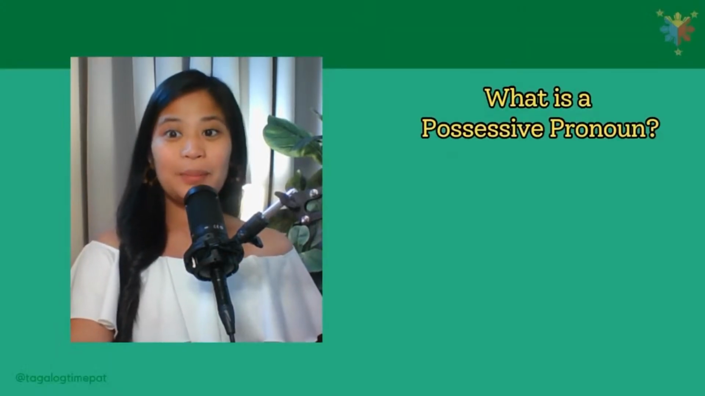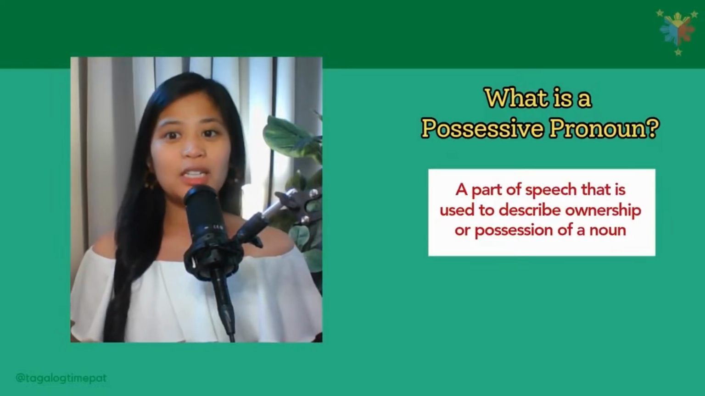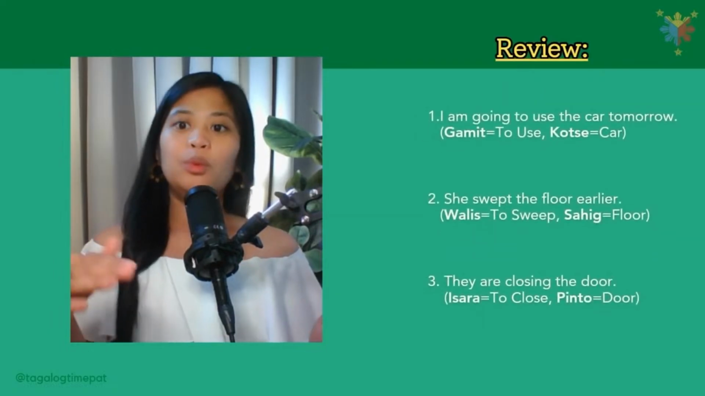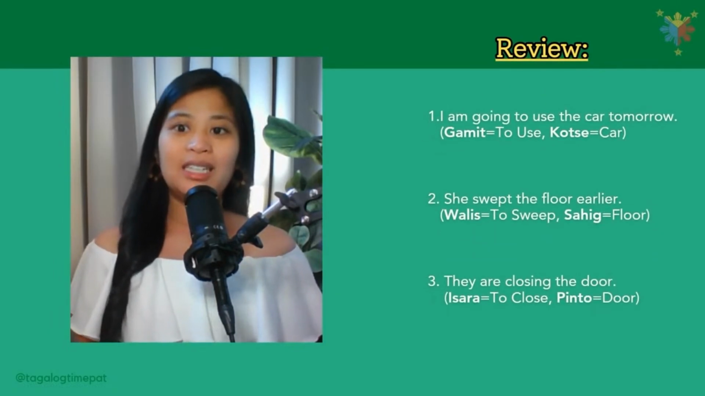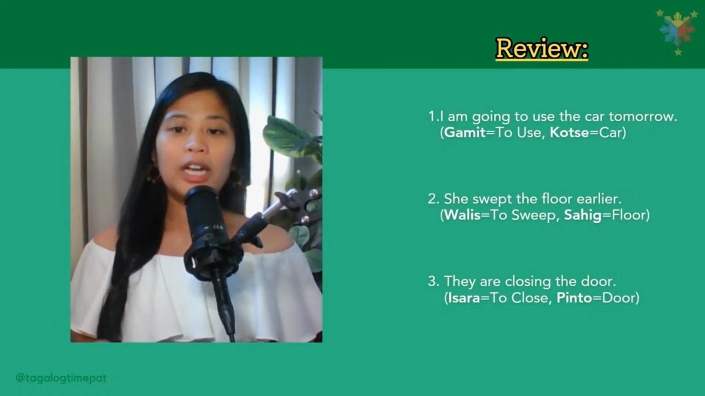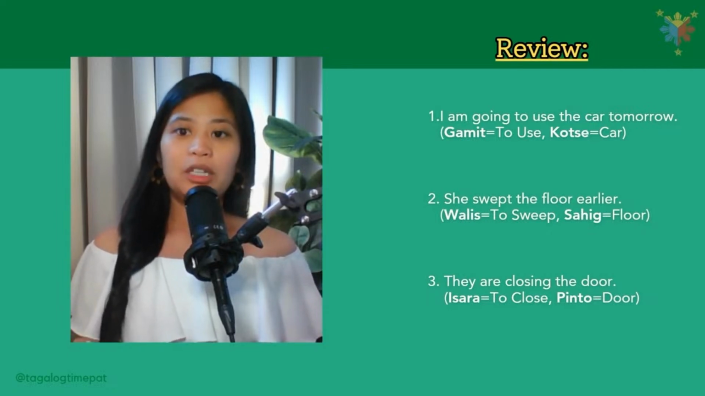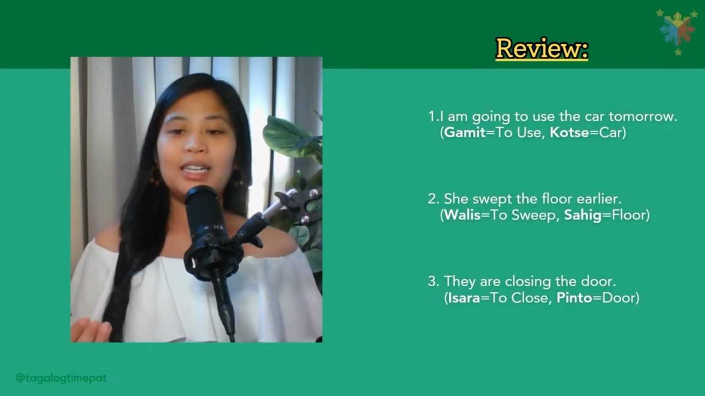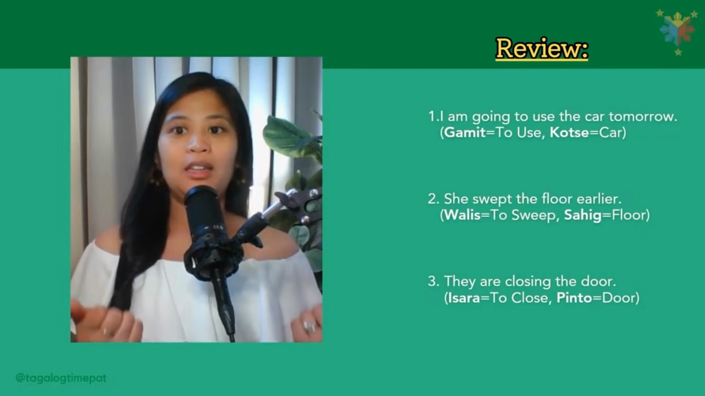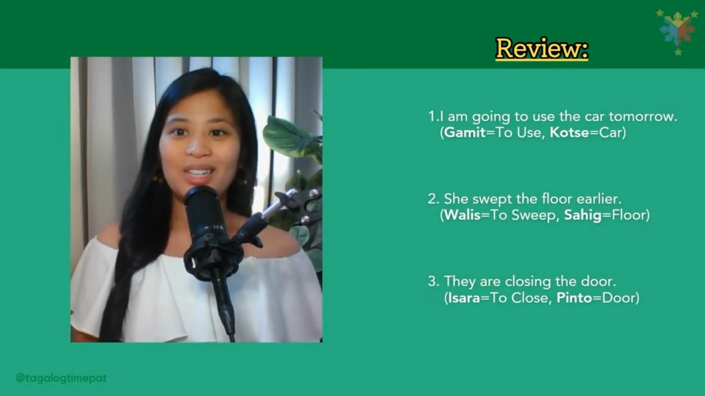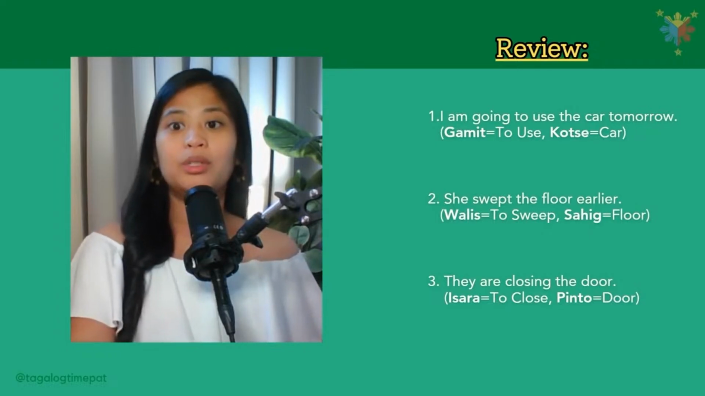All right, so what is a possessive pronoun? Well, it's a part of speech that is used to describe ownership or possession of a noun. If you've been following this series in chronological order, we have already been learning possessive pronouns, but we've been using them with a verb. Specifically with an object-focused verb, we've been using a possessive pronoun because the idea is that the person in that sentence is in possession of the object that is in focus. So these 3 examples are a review of the past couple lessons, lessons 3 and 4. They are straight from those slides.